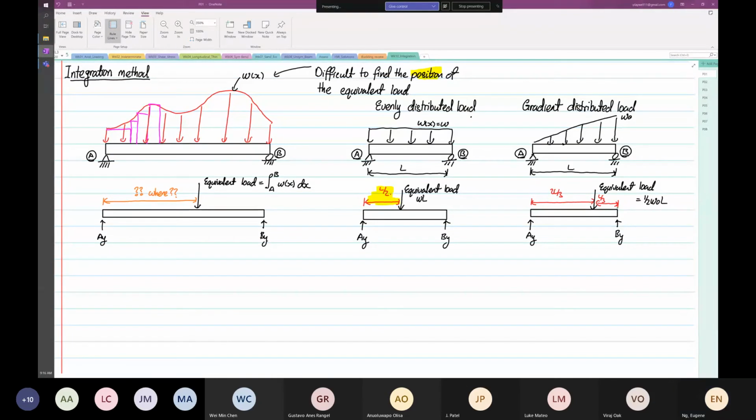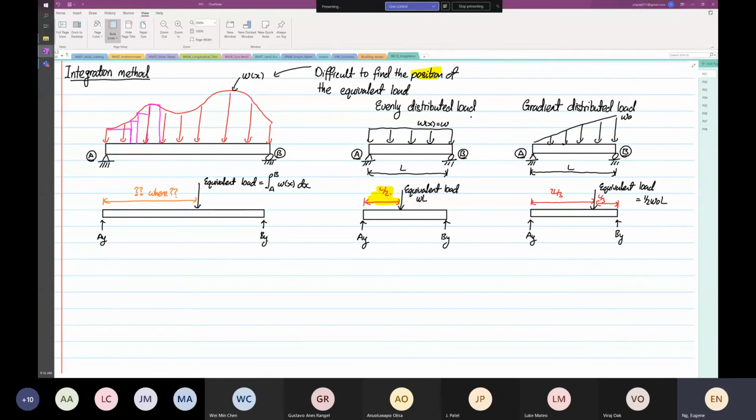So this is where we have to use the integration method. As I say, it's one of the most powerful techniques. If you don't have your structure analysis handbook with you, you don't know what the equivalent load is or whatsoever, you just integrate. This is what I call a real unique method because one technique can solve for all. That's what I like about this method.